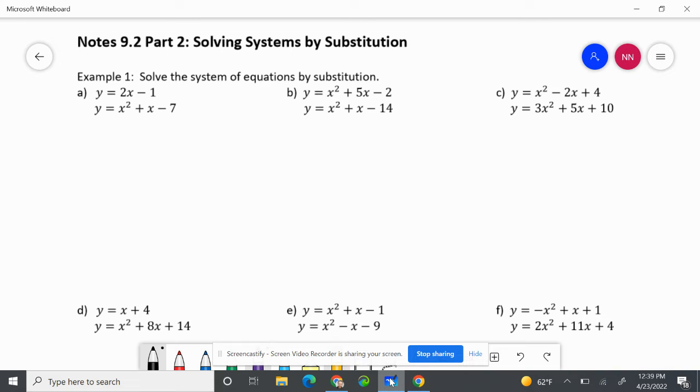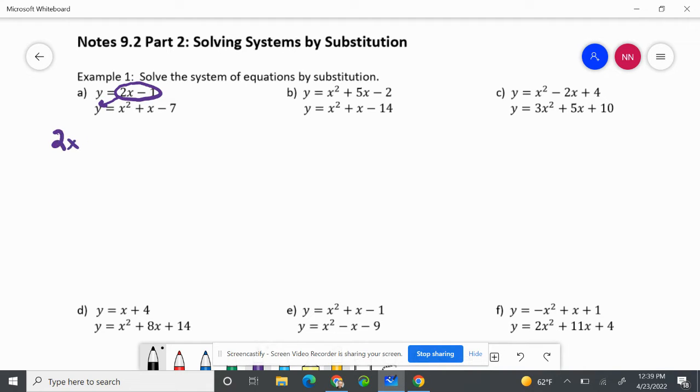I'm going to continue with substitution. We're going to look at substituting a linear into a quadratic, so it's not just a linear and a linear this time. What I'm going to do when I substitute is take the expression and plug it into y because it's equal to y.